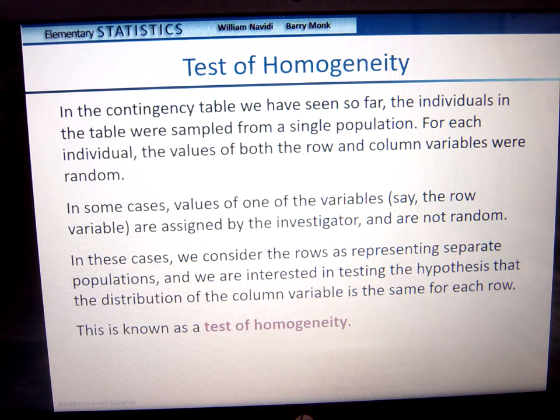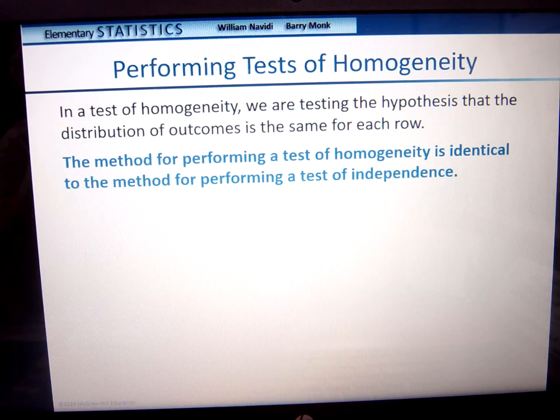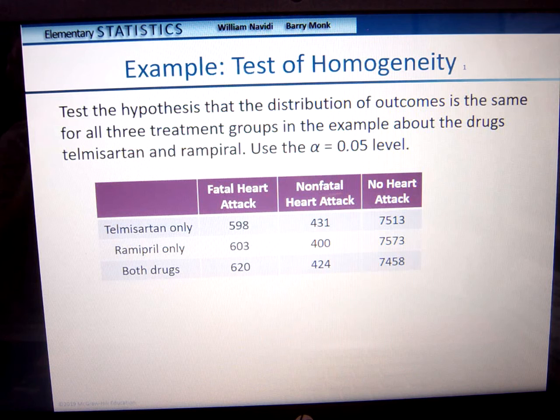This is a test of homogeneity. So in a test of homogeneity, we are testing a hypothesis that the distribution of outcomes is the same for each row. The method for performing the test of homogeneity is identical to performing the test of independence, so nothing new. So the test hypothesis is that the distribution of the outcomes is the same for all 3 treatment groups.